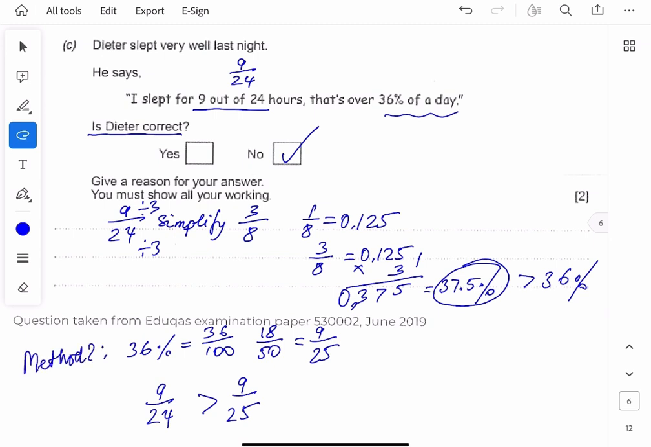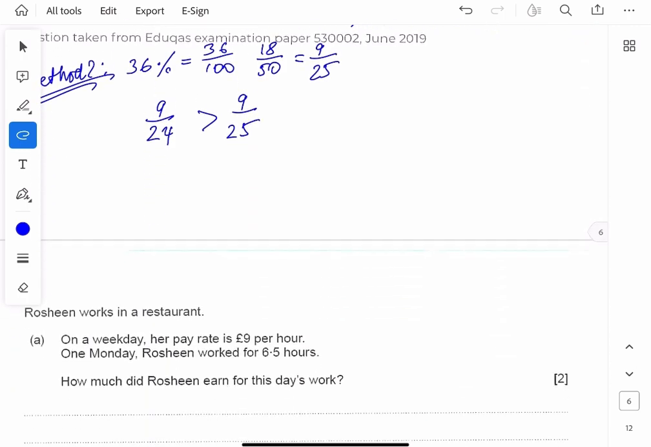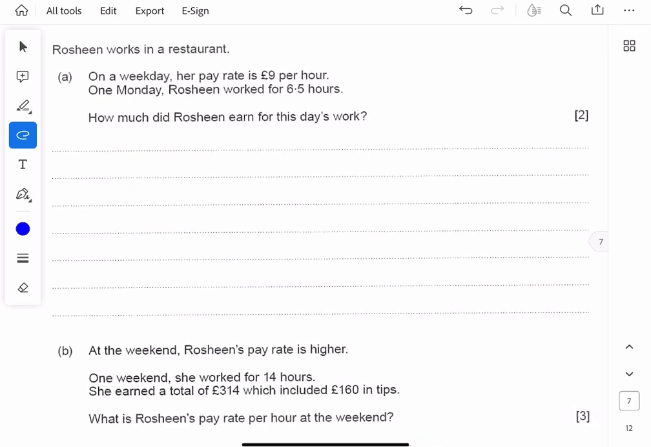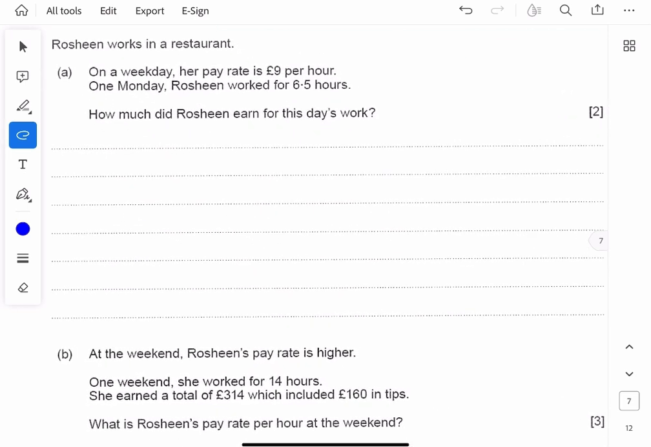The top number is the same, the bottom number, we go for the smaller number. That means that's the bigger fraction. Okay, in any case, the answer is yes. It is over the amount he stated. Next question.